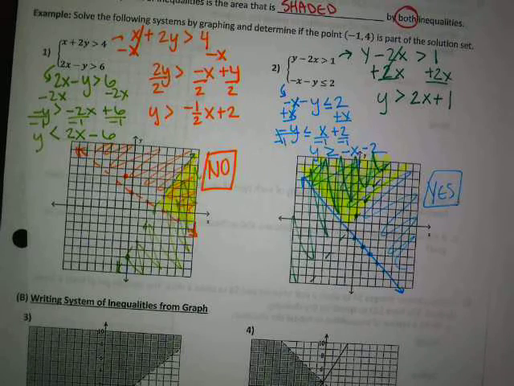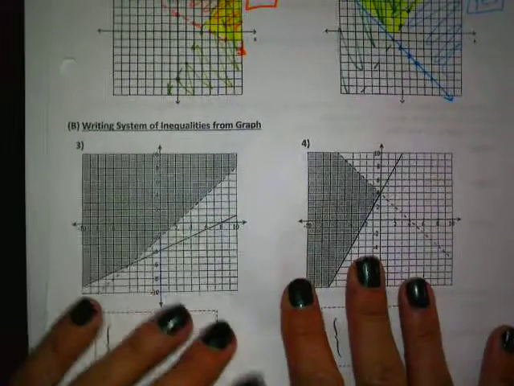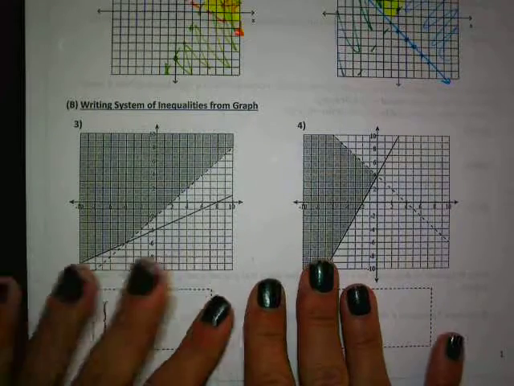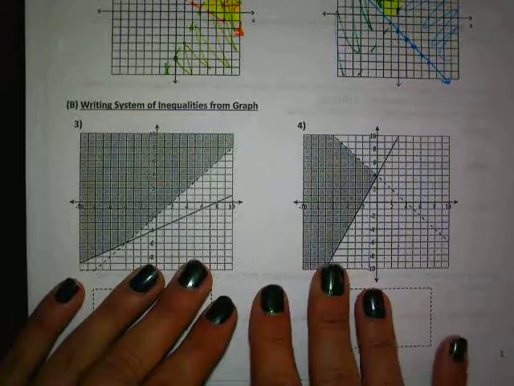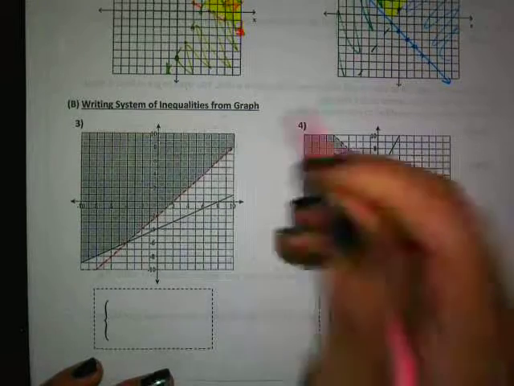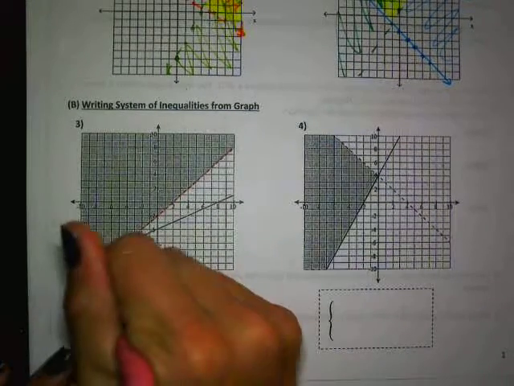All right, jump down to part B. Does it matter which one is which? It's just the top or bottom. Writing systems of inequalities from the graph. So now we're just taking our lines and we are going to turn them into equations. All right, so I'm going to take this dotted one first. It doesn't matter which one you start with. I'm just starting with the dotted one.